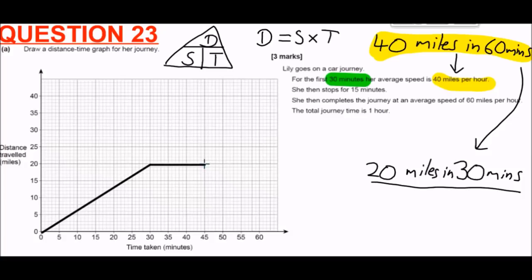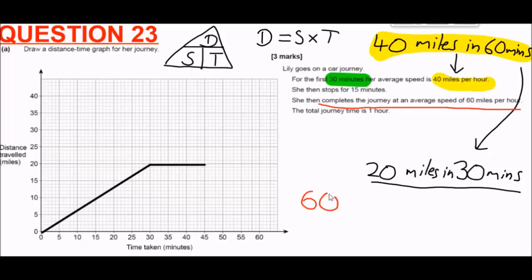The total journey time is 1 hour. So we're at 45 minutes currently. If she's going to finish at 60 miles per hour, then what we need to think about is how long she's going to be travelling at 60 miles an hour for. So she completes the journey at 60 miles per hour. So far, she's at 45 minutes. To get to an hour would be to 60 minutes. And so from 45 to 60 would be an extra 15 minutes.